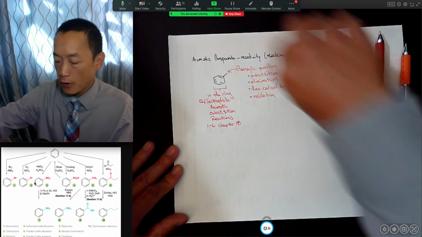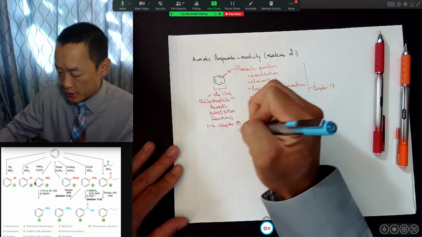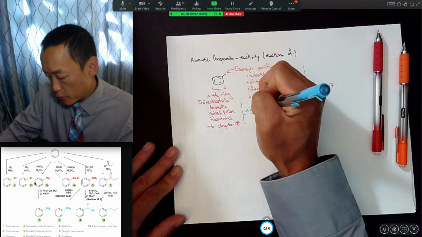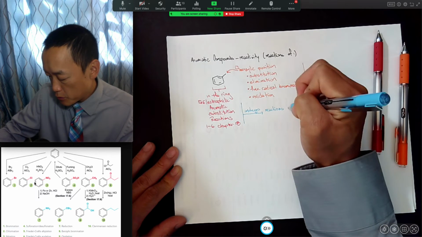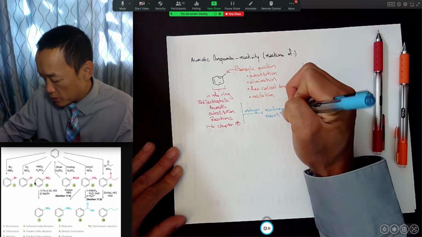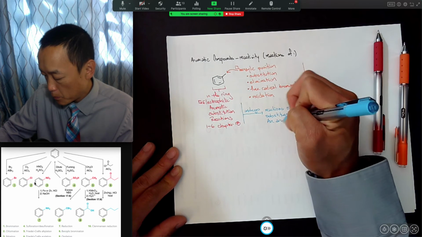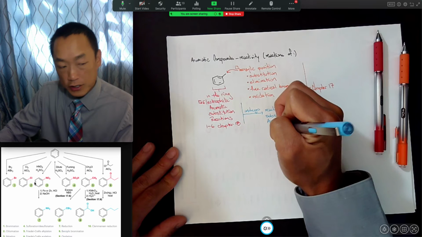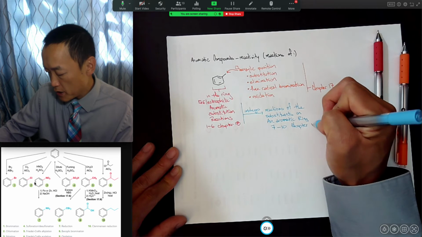And then there's a few other types of reactions, and I'll keep this color coding the same, which are reactions that these undergo. Reactions of the substituents on an aromatic ring. And for us, these are reactions 7 through 10 of chapter 18.